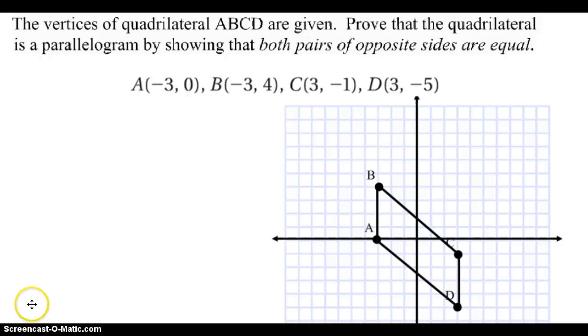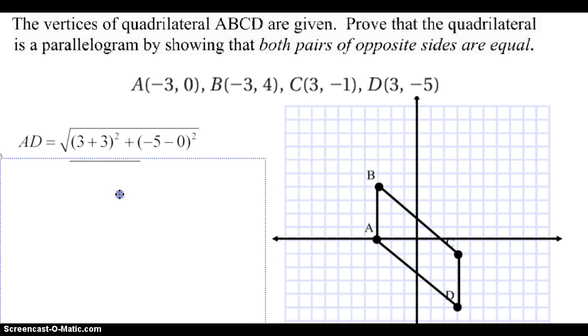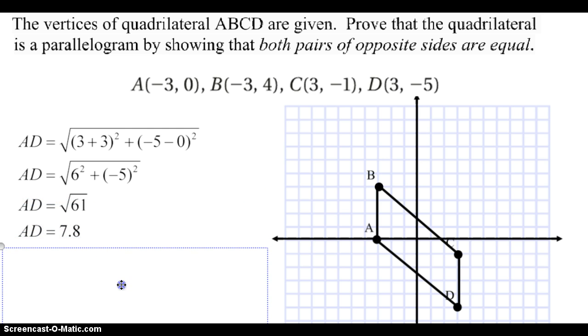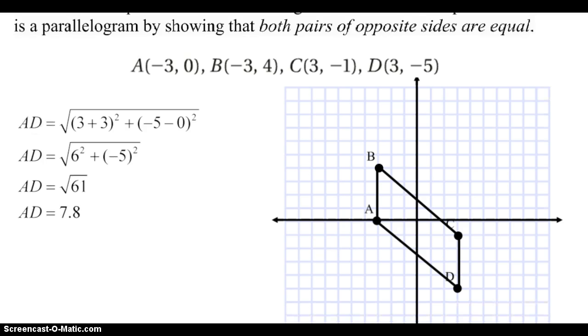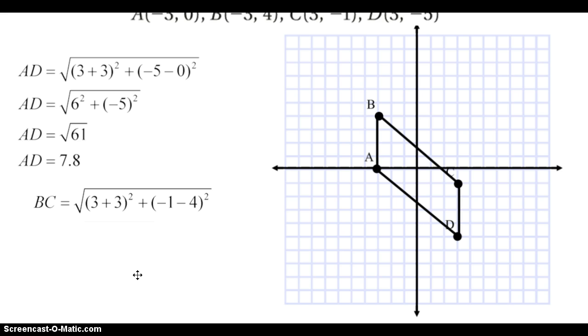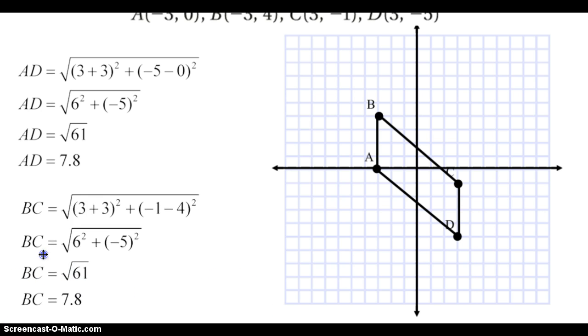I really hope you did pause the video and try to do these by yourself. But AD would be 3 plus 3 and -5 minus 0. That would give me a 6 and a -5, which is the square root of 61. 7.8 is a fine answer. Even if you're just justifying, the square root of 61 is absolutely fine. And then when I do BC, it's going to be 3 plus 3, but -1 minus 4, which comes out to be 5. So again, it's 6 squared, -5 squared, which is 61 and 7.8.